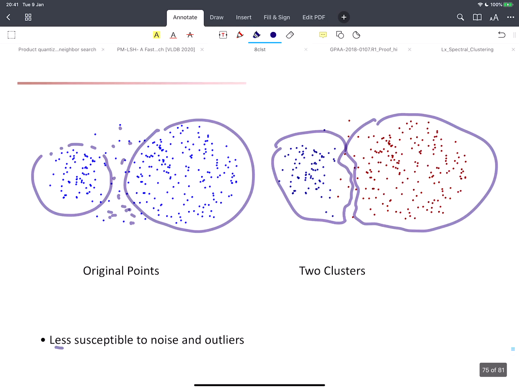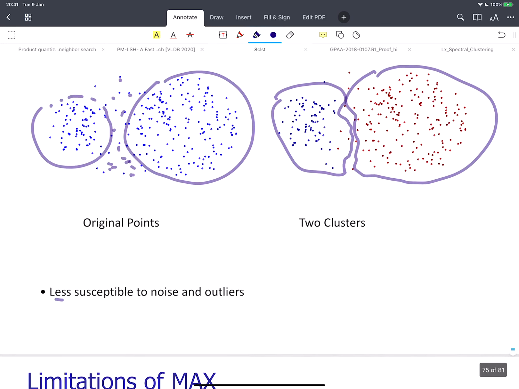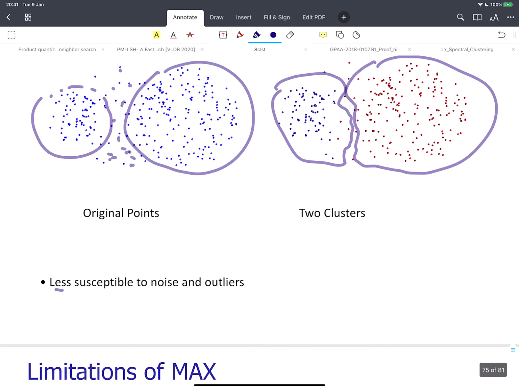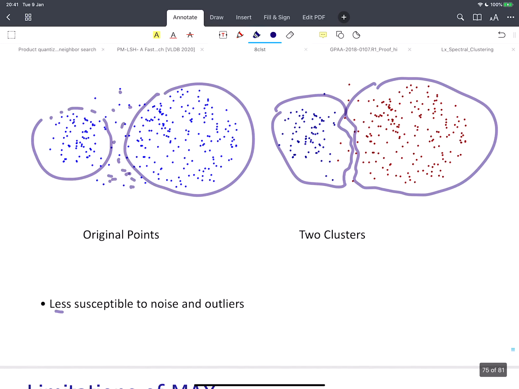So roughly speaking, it's more robust to noise and outliers. It's less susceptible, but again, if you really have a lot of noise, or noise with significant strength, it could still lead to unreasonable clustering results. Again, the problem with this kind of thing is that it's in high dimensional space, so you can't visualize it easily.